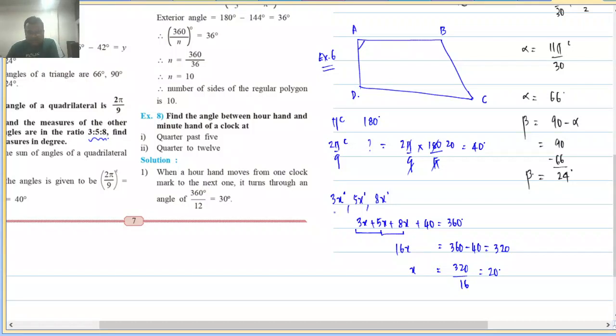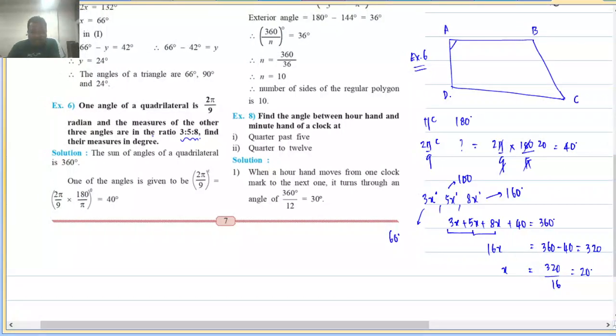So what are the angles? 3x is 3 into 20, 60 degrees. 5x is 5 into 20, 100. And 8x is 8 into 20, 160. Find the measure in degree. We found the measure in degrees. Okay. That was example 6.